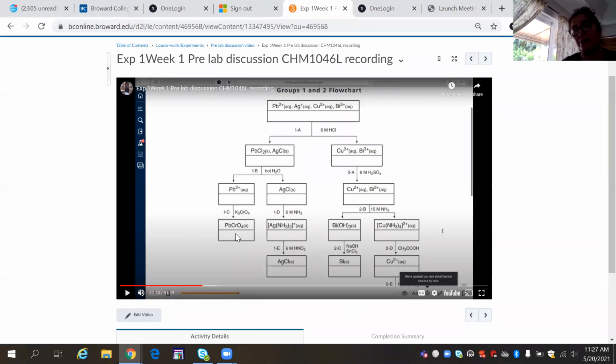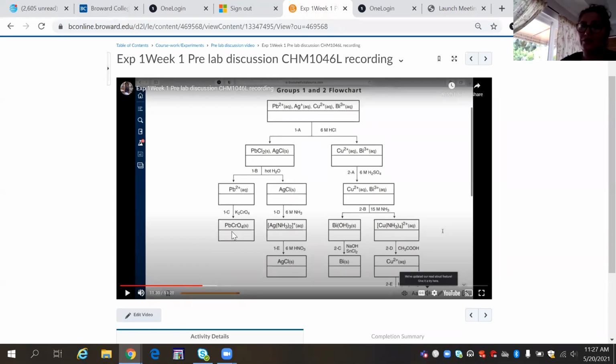For the unknown sample, it's going to be the same. First, you are adding HCl, then you keep the solid in the test tube, and the liquid you transfer to another test tube. When you have the solid, you add hot water. If there is any lead in your unknown, it will go to the aqueous solution form. And if there is AgCl, it would stay in the precipitate form, in the solid form.